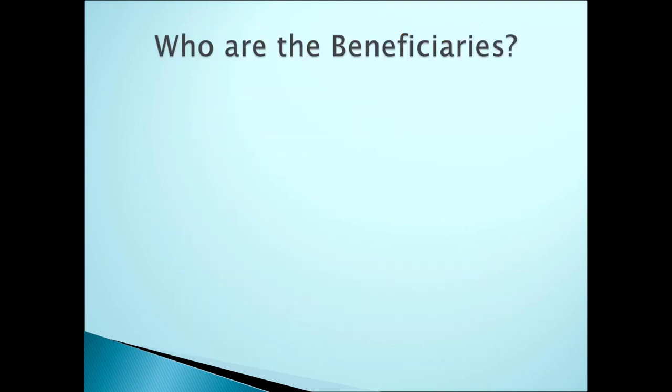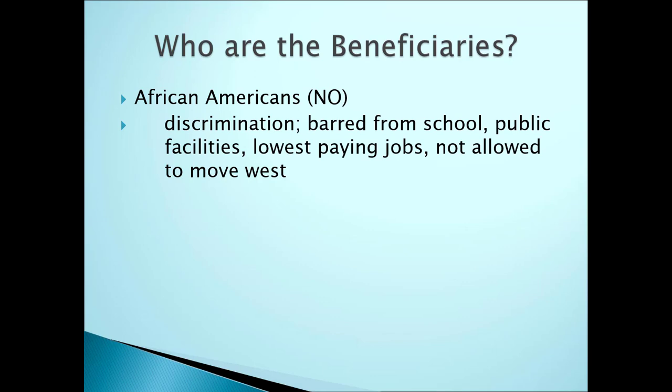So who are the beneficiaries of all these changes and innovations that we're having going on? I mean, it's going to affect everybody from the poorest to the richest, right? Well, African Americans didn't benefit. Discrimination. They can't go to public school. They can't use the public facilities. They have the lowest paying jobs if they can get a job. And most of them are not allowed to move west. So they create their own businesses and their own churches.